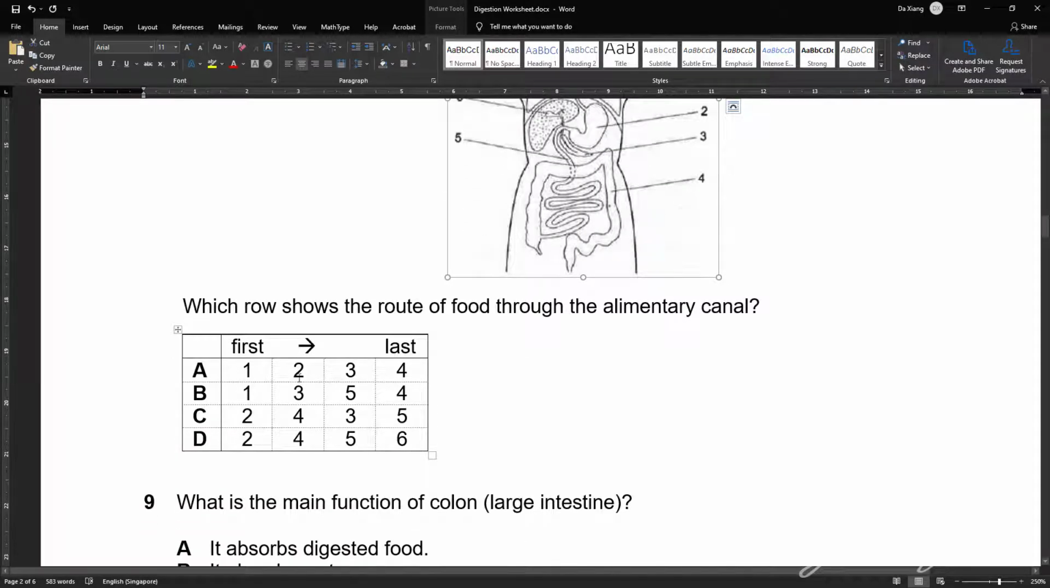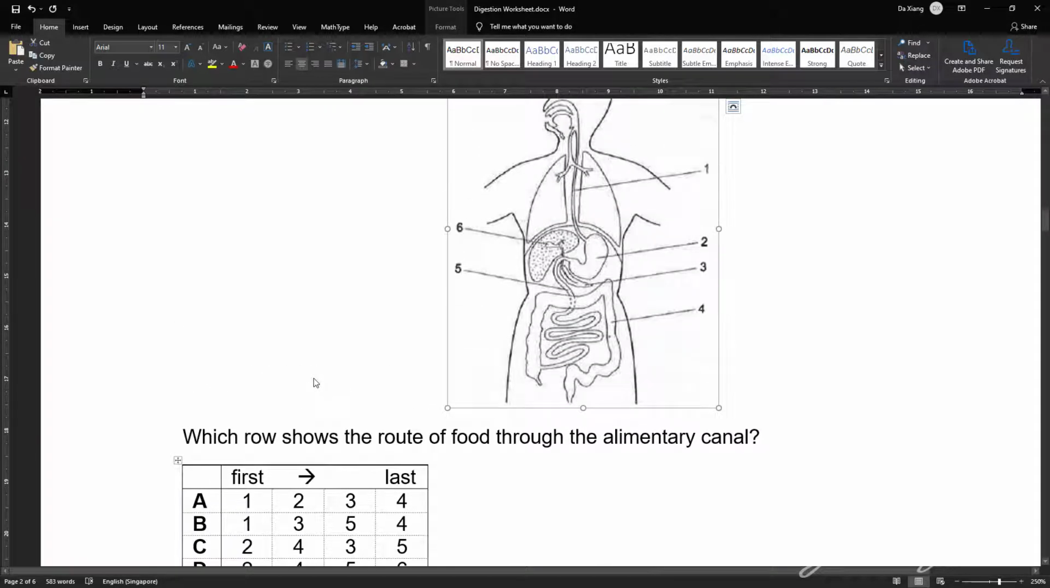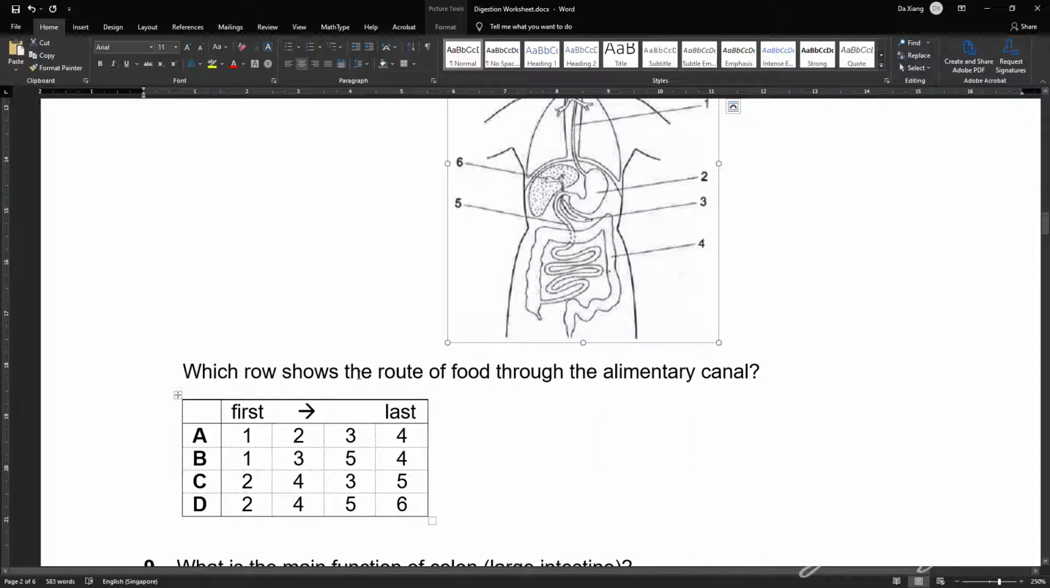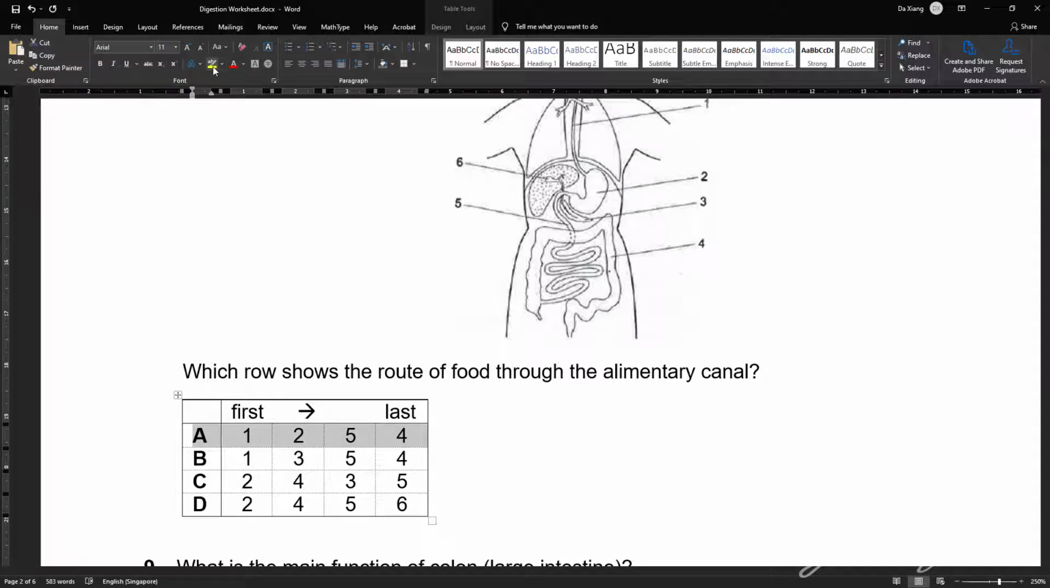Okay, there's no answer. Maybe there could be a typo. So if you got this wrong, I think the problem is on me. I might have made a typo. So most likely this one should be 5. So do change it into 5. Then this one will be the correct answer.